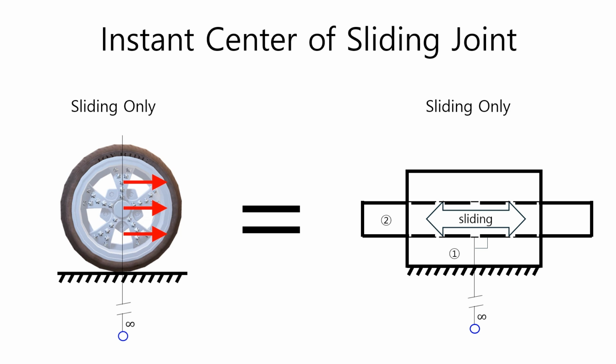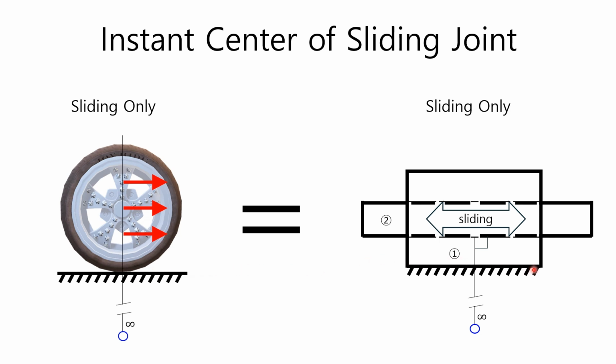In the previous video, E0069, Roll Center Part 1, we saw that when sliding on a road surface with a locked wheel, the instantaneous center of the wheel becomes infinite. In the figure on the left, the mechanism of sliding on a road surface with a locked wheel can be expressed as an equivalent mechanism as shown in the figure on the right.